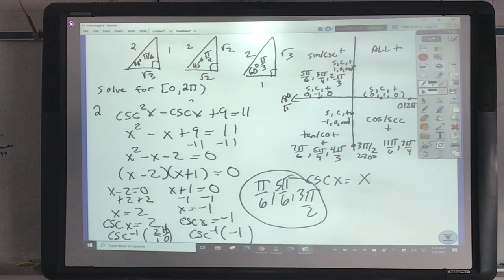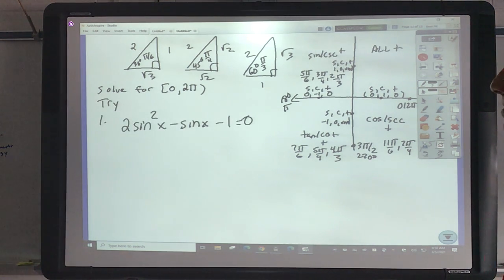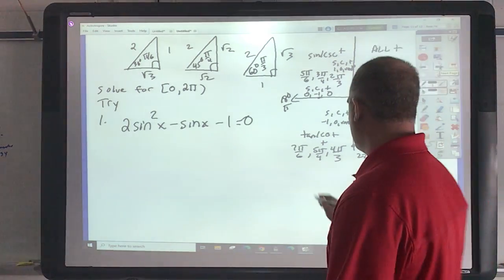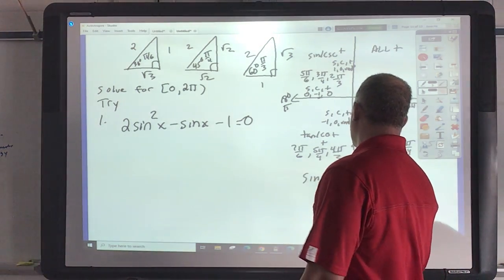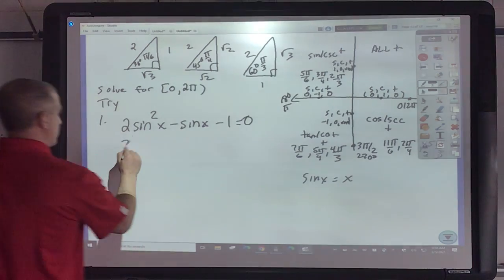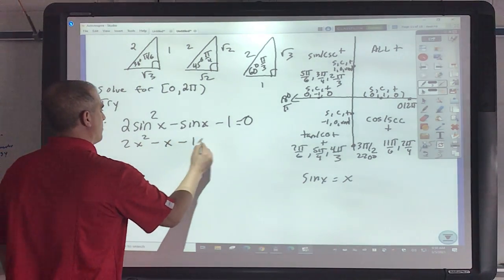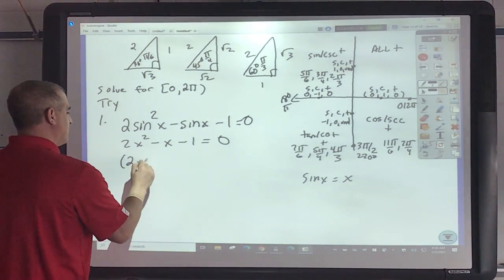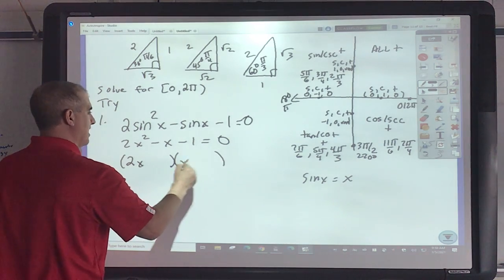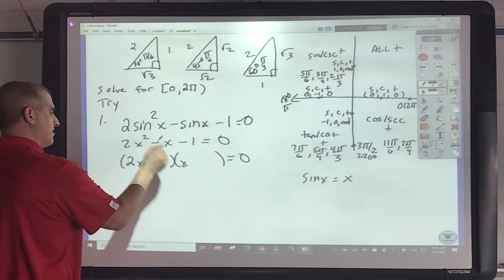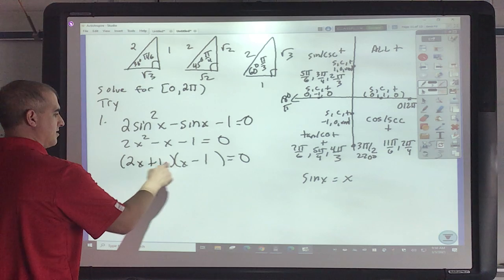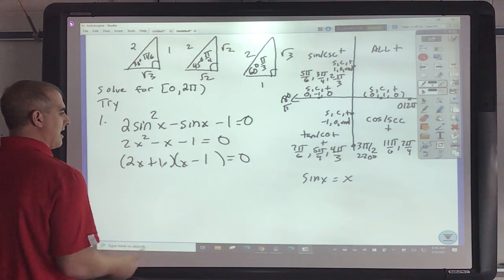Go ahead and pause your video and work on this problem first, okay? So I would replace sine of x with x. So I got 2x squared minus x minus 1 equals 0. If I factor that, just using some guess and check here, since it's negative, it's going to be -1 and +1. So quick FOIL, you figure that out, okay?